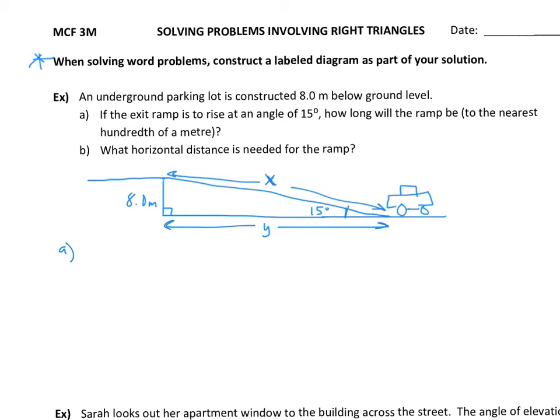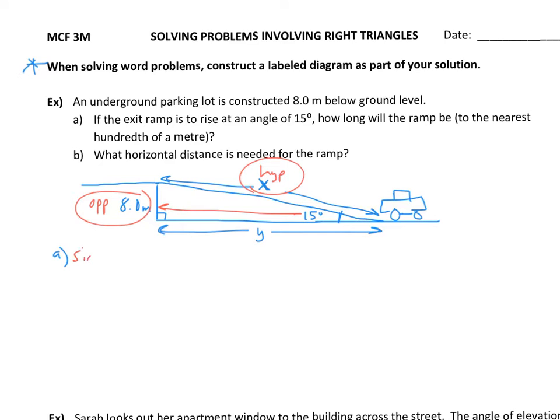All right, so for part A, I'm going to look at the sides that I know. I know the side that's opposite to the given angle, and I want to find the hypotenuse for part A. So opposite and hypotenuse is the sine. So I can write the sine of angle A is opposite over hypotenuse, and then we're going to fill in what we know here. The sine of 15 degrees is going to equal 8.0 over x. And then we can't solve for x when it's on the bottom, so we're going to multiply both sides by that x to get it off of the bottom.